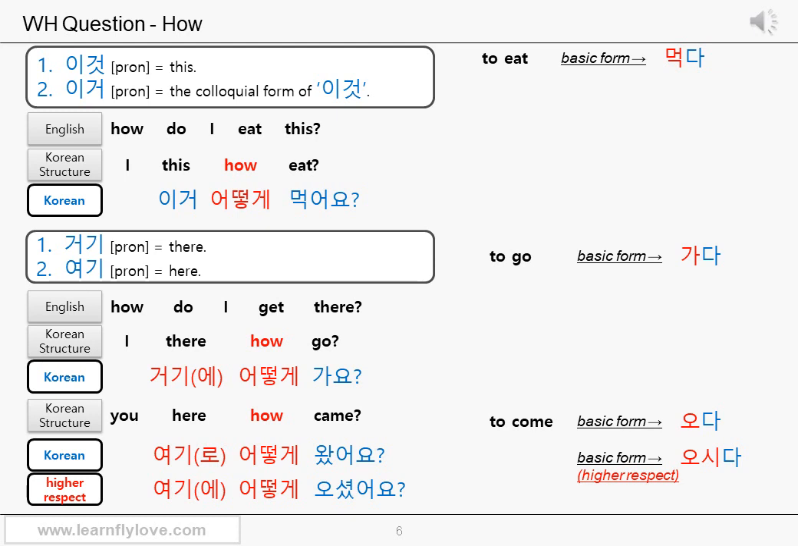Since the subject is "you," it seems okay to make a higher respect form of the sentence. We just need to change the verb part. The higher respect form of the verb 오다 is 오시다. It's 오셔요 in the present simple tense, not 오시어요, okay? You know why. And it becomes 오셨어요 in the past tense. 여기 어떻게 오셨어요? 여기 어떻게 오셨어요? Perfect.